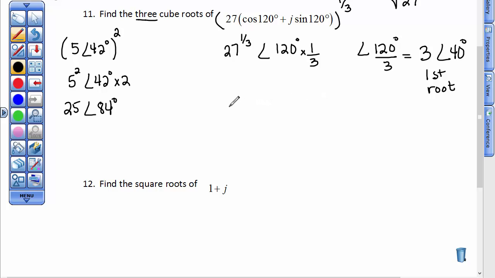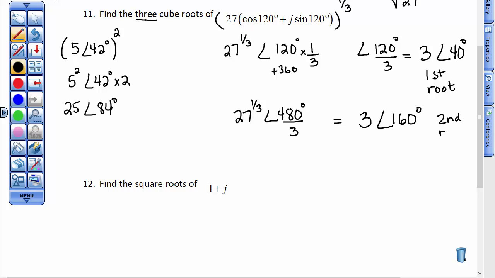And the way you go about finding the next answer is to take this 120 degrees and add 360 degrees to it. And now you're working with a 480 degree angle. You don't do anything else. You have 27 at an angle of 480 degrees. That number is the same as the given number. And when you raise that to the 1/3 power, the 27 gets raised to the 1/3, and the 480 gets divided by 3. So for your next answer, 27 to the 1/3 is still an r value of 3. But 480 divided by 3 is 160 degrees. And this one is called the second root of the 3 cube roots.